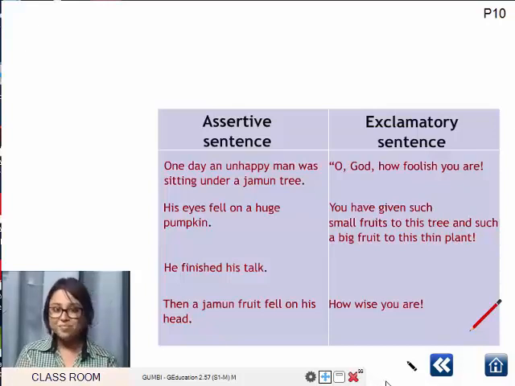So in this class, you learnt about 3 different types of sentences: assertive, interrogative and exclamatory sentences, statements, questions and exclamatory sentences. You learnt what punctuation to use, and you learnt in which tone these sentences are to be said.